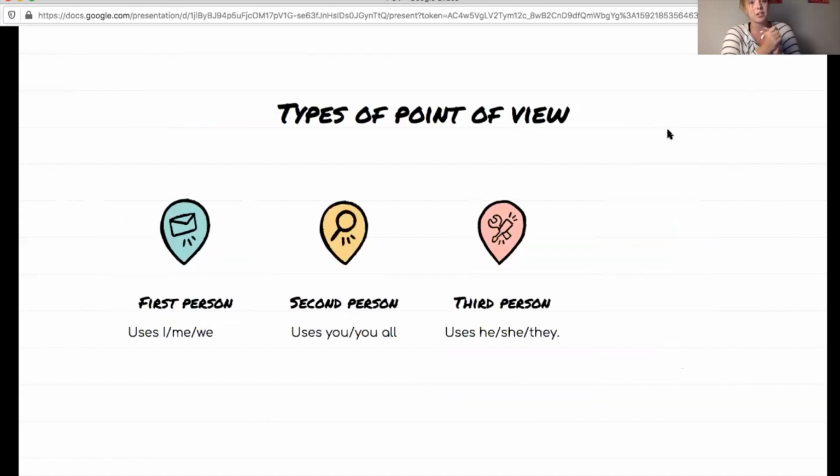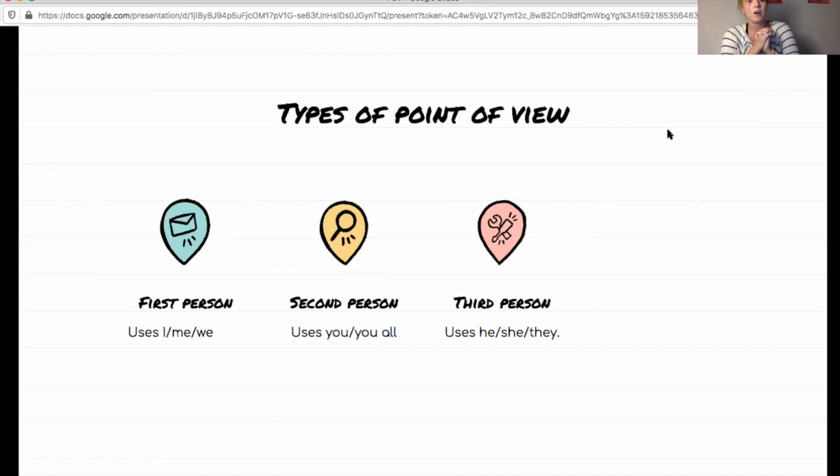So, as we discussed earlier, there are three types of point of view. There is first person that uses I, me, we. This could be anything from Ginny B. Jones. This could be Diary of a Wimpy Kid. This could be Green Eggs and Ham, I do not like them, Sam I am. Those are all examples of first person points of view in children's books.